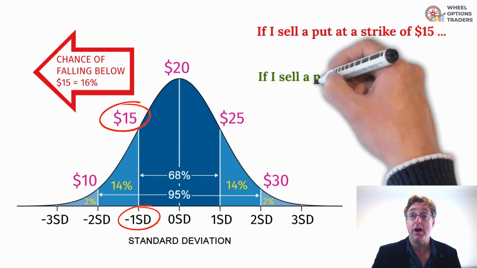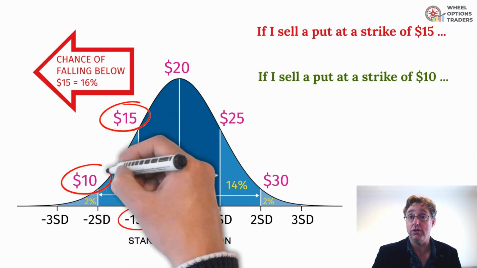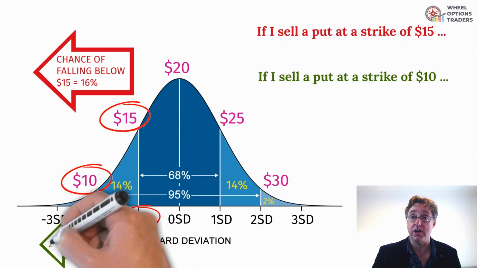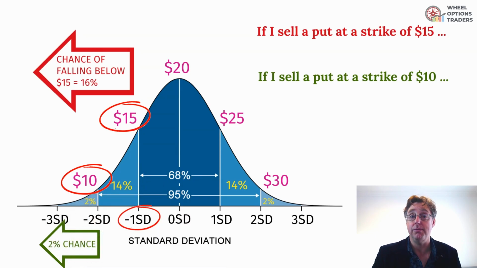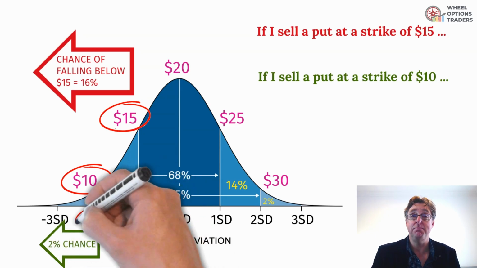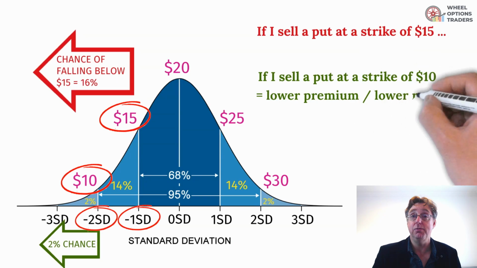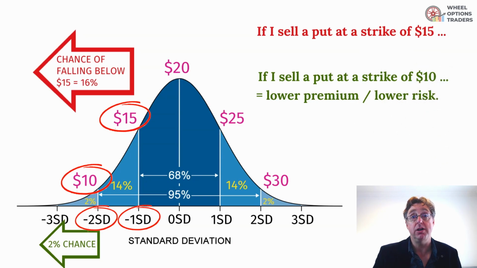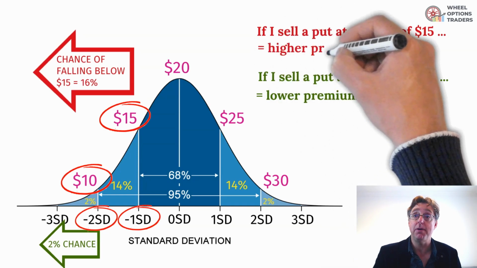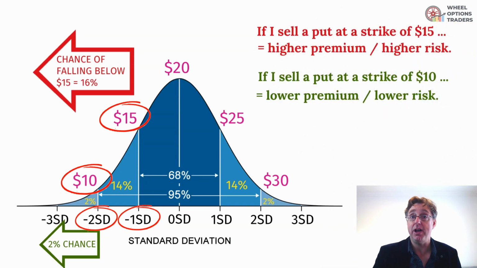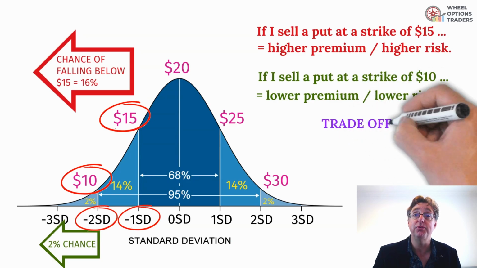If, however, I select a strike price of only $10, then there's only a 2% chance of the price falling below that strike price. Okay, so the -2 standard deviation strike price sounds much better, right? Unfortunately not. Option premium pays more for greater risk. At very little risk, the premium will be negligible and therefore not worthwhile trading. At -1 standard deviation, the premium might be good, but the risk will also be higher. So it's a trade-off between the two.